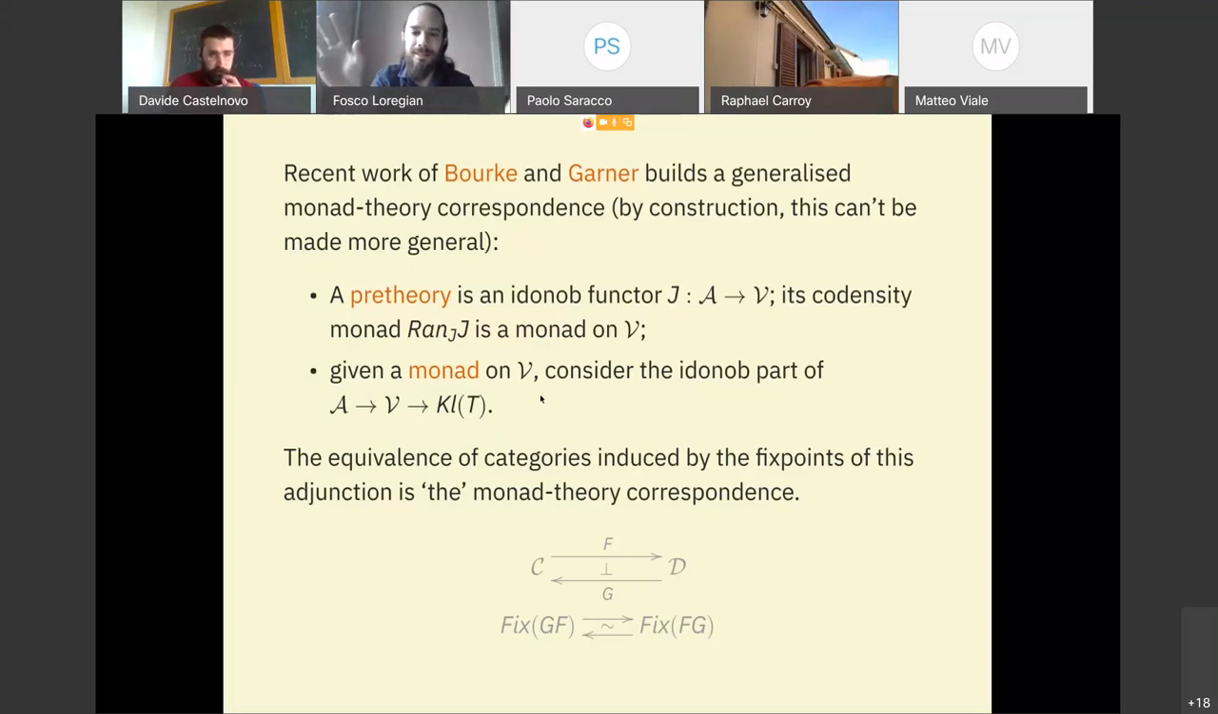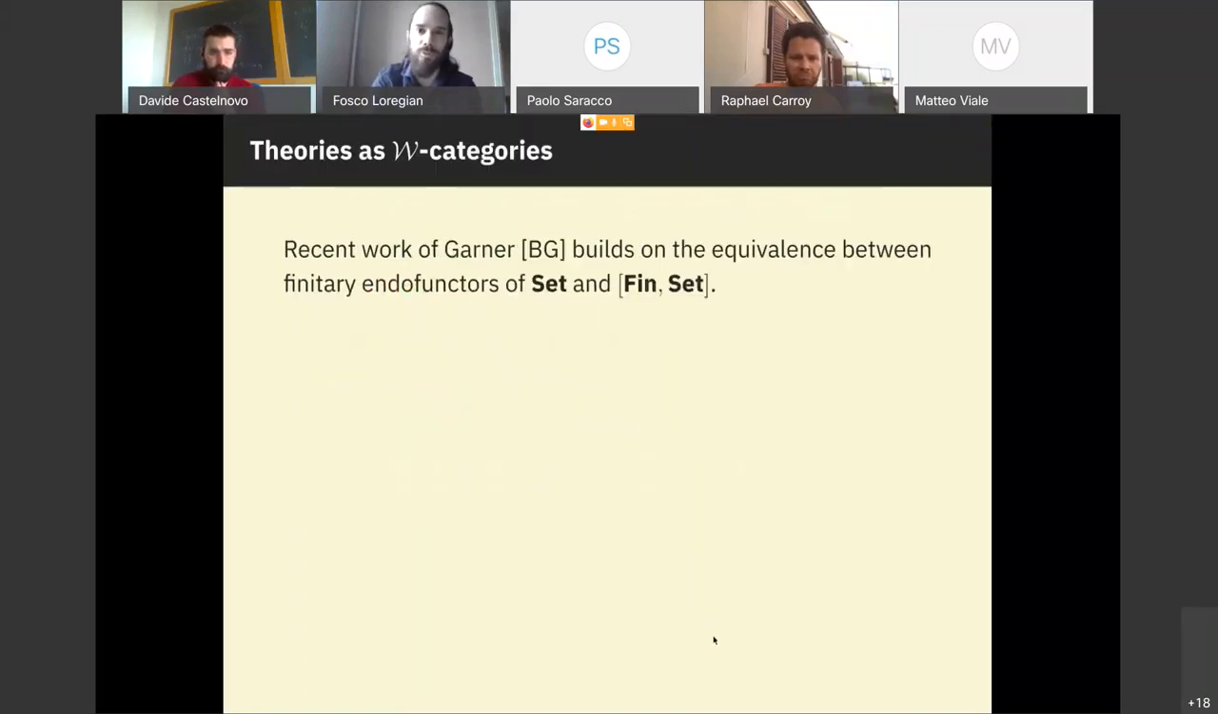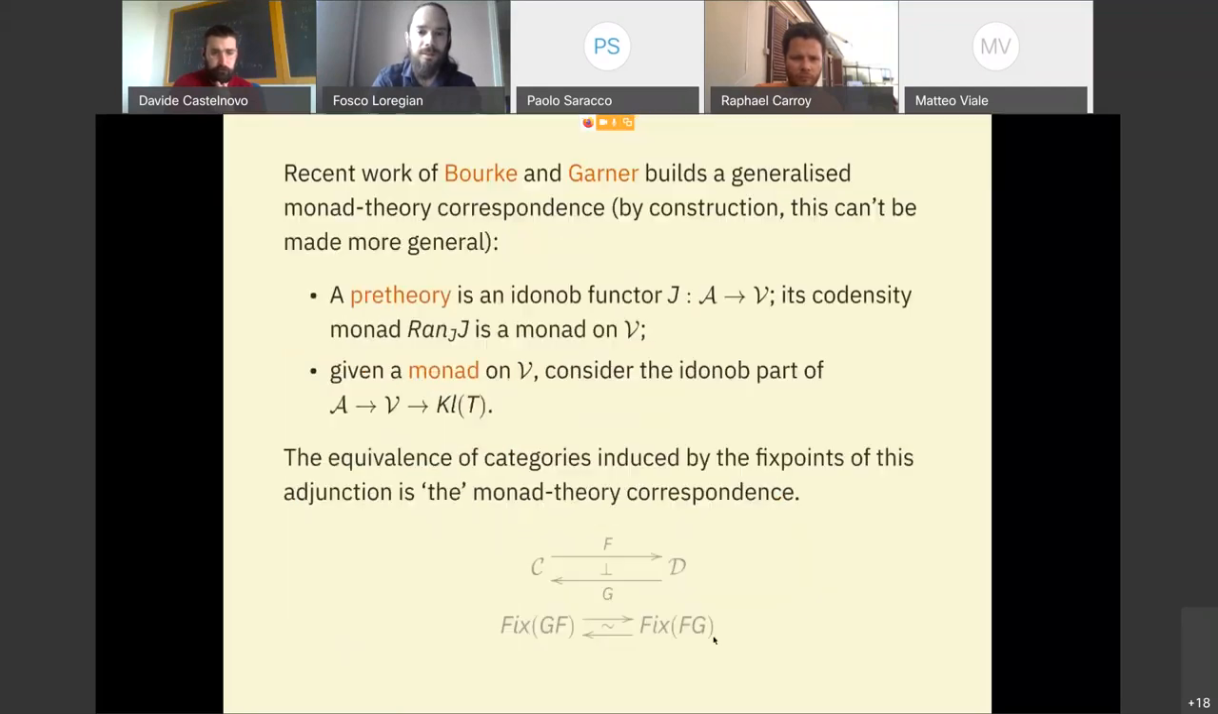Now, every adjunction between categories induces an equivalence of categories between the fixed points of the comonad of the adjunction and the fixed points of the monad of, well, oops. Yeah, sorry. There is an equivalence between the fixed points of the monad, GF, and the comonad, FG, of the adjunction, F left adjoint to G. And by construction, when you find this adjunction, this is the biggest it can be. So, by construction, you cannot refine this theorem. It's as general as it can possibly be.